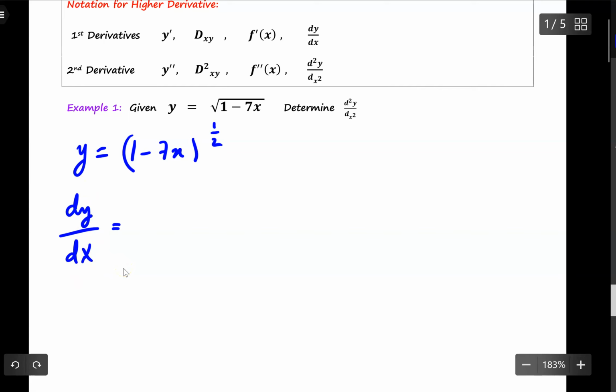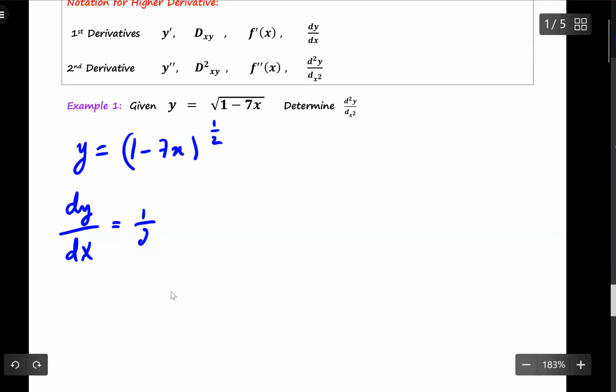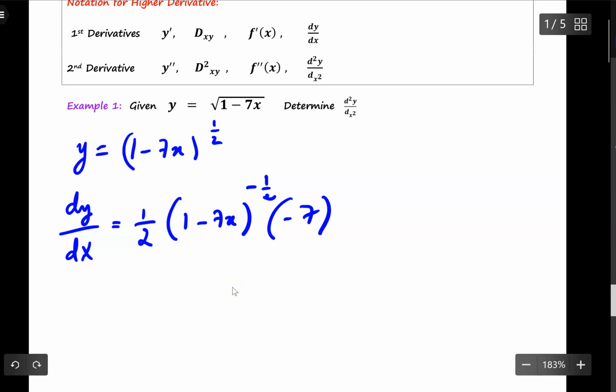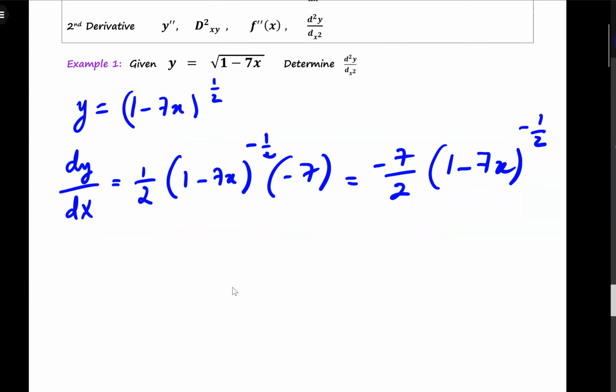That means I am going to apply the basic rule for differentiation. So I take the exponent, multiply with the coefficient that I have in front of this bracket. At the same time, I will take 1 away from the exponent, so a half minus 1 will be negative half. Don't forget we have a chain rule in this case, so we have to multiply by negative 7. Then if simplified, we have negative 7 over 2, 1 minus 7x, all of it raised to the exponent negative half. And your next step is to find the second derivative.